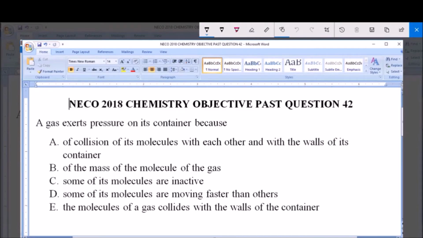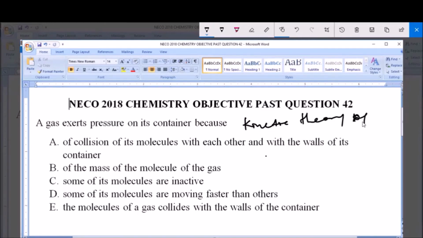B. because of the mass of the molecule of the gas. C. some of its molecules are inactive. D. some of its molecules are moving faster than others. E. the molecules of a gas collide with the walls of the container. Now this can be established from the kinetic theory of gases.